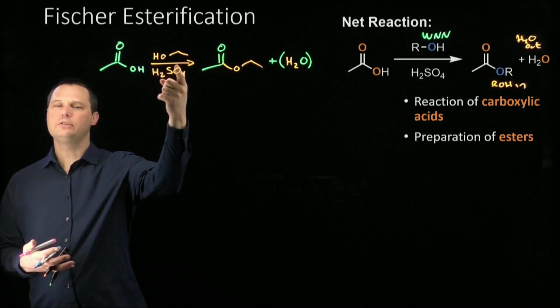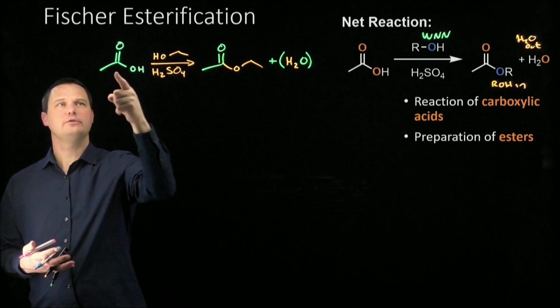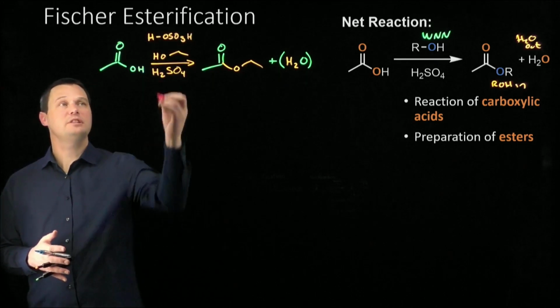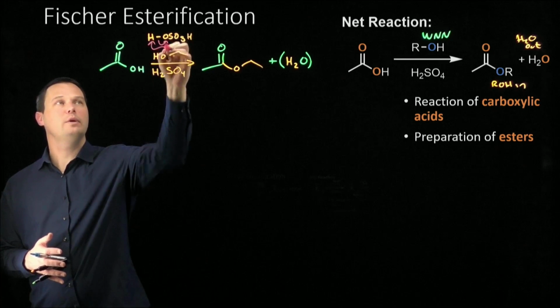Ethanol, though, is not a good, strong anionic nucleophile. It is not strong enough to directly attack that carbonyl. So what do we do about it? We add the acid catalyst. The first step in this mechanism is to protonate the ethanol with the sulfuric acid.